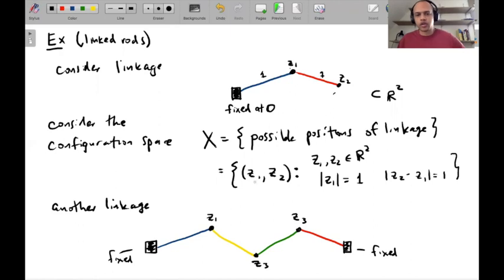And similarly, you could write an equation for its configuration space. So it's possible positions of Z1, Z2, Z3. I wrote Z3 twice. And now, you could write equations. So Z1 is distance 1 from this point. Maybe this is the origin. Z1 and Z2 are distance 1 apart. Z2 and Z3 are distance 1 apart, etc.